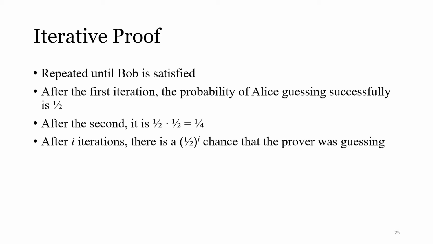After the first iteration of an iterative zero-knowledge proof, the probability that Alice correctly guessed is a half. After the second, it's a half times a half, a quarter. After I iterations, there is a 1/2 to the I chance that the prover was guessing. And since 1/2 is less than or equal to a half, the series converges to 0, or as close to 0 as Bob is willing to go.